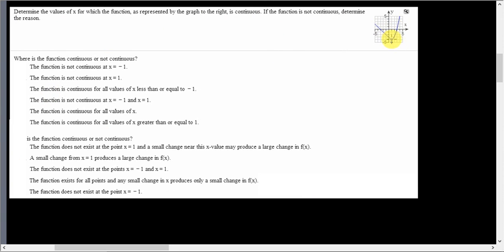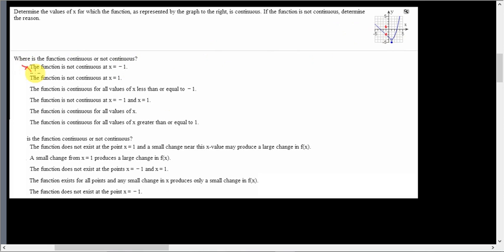And we see here a hole. And we see that point actually represented down here. So where is the function continuous or not continuous? The function is not continuous at x equals -1. Well, this is -1 over here, and so x is continuous there, right? I should have made it bigger, but this will do.